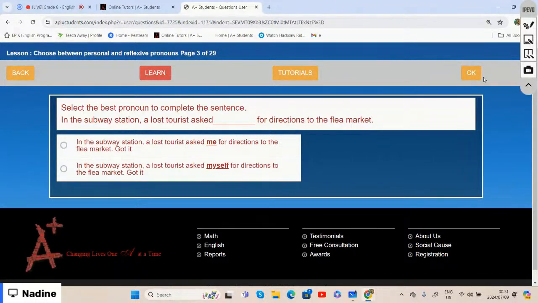It says, in the subway station, a lost tourist asked me for directions to the flea market, or a lost tourist asked myself for directions to the flea market. Got it. Which one is correct? Option one, which is me, or option two, which is myself? Is it a reflexive pronoun, myself, or a personal pronoun, which is me?